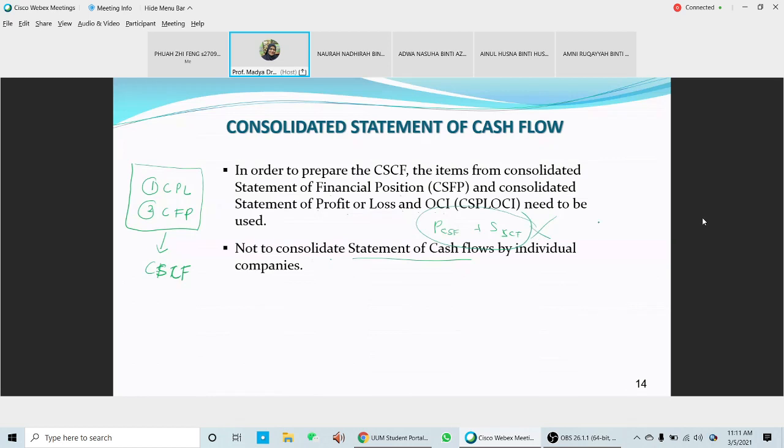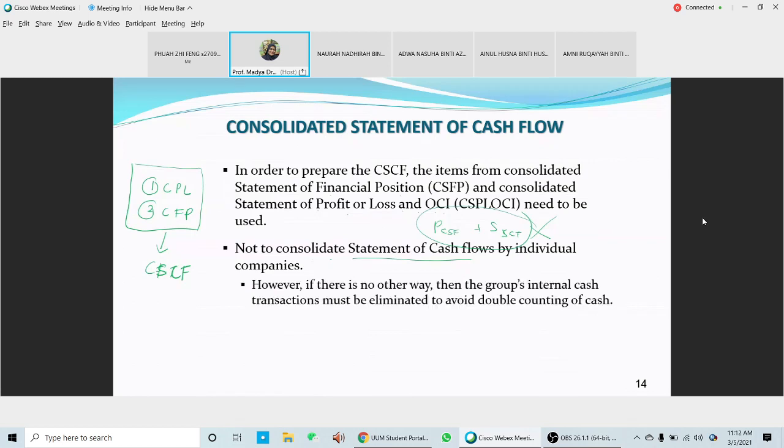Okay, we just want to use information that is from the consolidated financial statement, the consolidated profit or loss and the statement of financial position. From those two statements, after we already prepared them, then we can proceed with the consolidated statement of cash flow. However, if there is no other way, then the group internal cash transactions must be eliminated to avoid double counting cash. But we need to eliminate the internal group cash transactions.